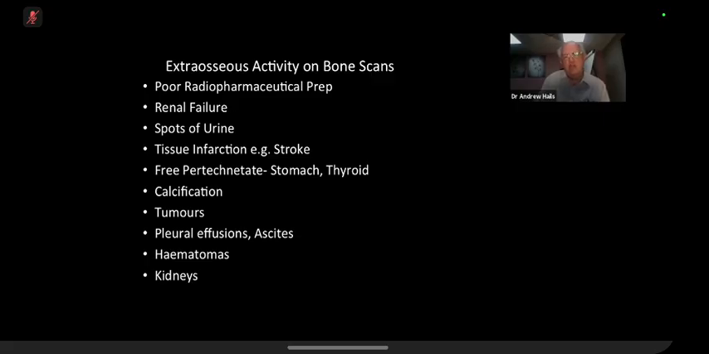Just going down this list, renal failure, then you get generally increased background and sometimes increased uptake in some of the bones as well. And you can also get tissue calcification in renal failure, what we call acute kidney injury, or chronic kidney injury. And so you get extra osseous activity. Spots of urine are almost universal. Certainly in anybody over about 50, one or two little spots of urine are almost universal.